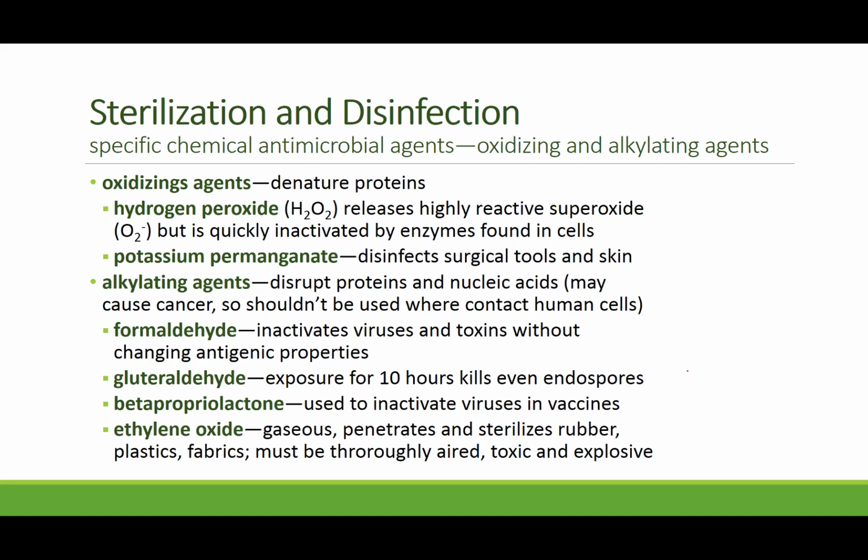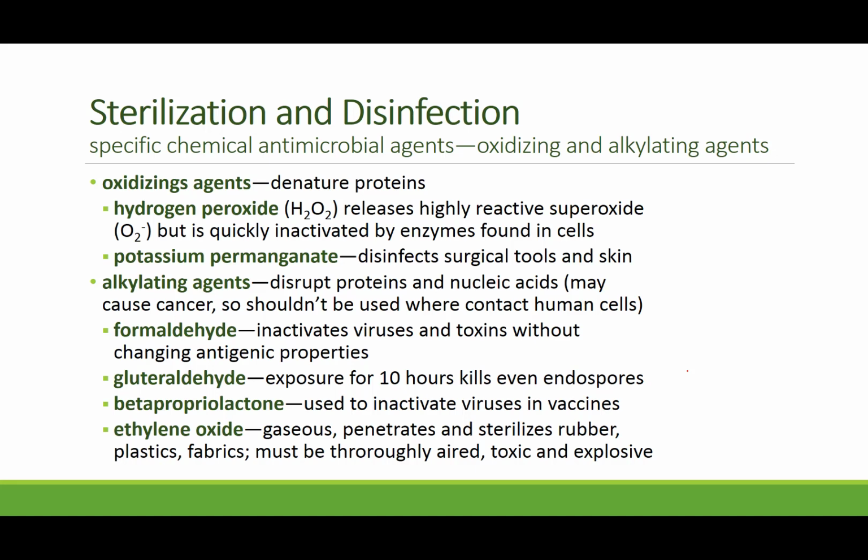Potassium permanganate is another oxidizing agent that's used to disinfect surgical tools and skin. And then there are alkylating agents. Remember, this is adding a methyl group, that's CH3, or some other similar molecule to a protein or to a nucleic acid. But when we disrupt nucleic acids, that can sometimes lead to development of cancers. So alkylating agents shouldn't be used where they can contact human cells.